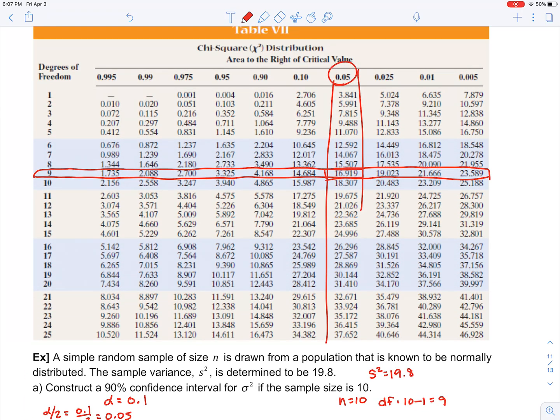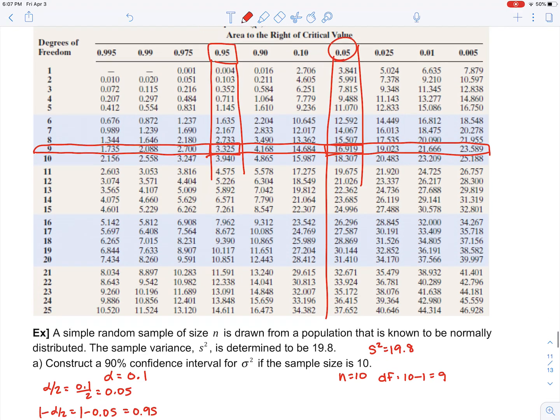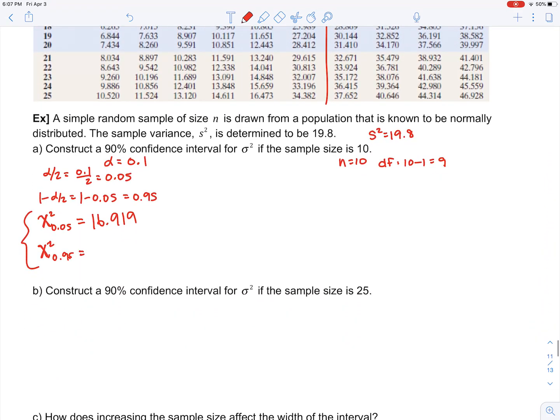Then the chi-square value with the subscript of 0.95, so area of 0.95 to the right, is this one right here in this column. So I'm looking at this chi-square value, 3.325.